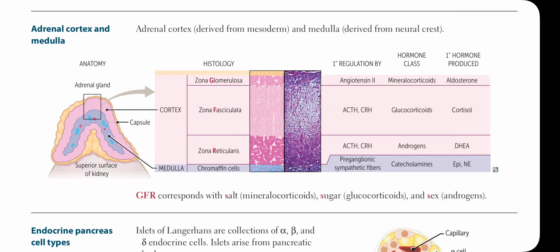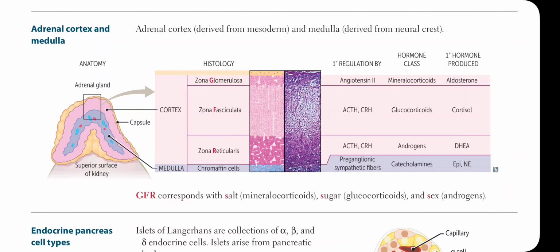So glomerulosa, G, salt. Salt, mineralocorticoid. It's regulated by angiotensin 2, releases mineralocorticoid, which is aldosterone. Fasciculata, zona fasciculata, is regulated by ACTH-CRH. Hormone class is glucocorticoid, and it releases cortisol. Then reticularis is regulated by ACTH-CRH, and hormone class is androgens, and the hormone produced is DHEA.